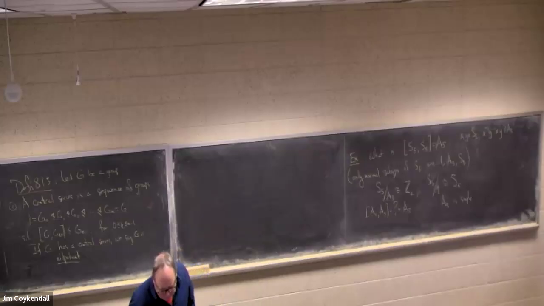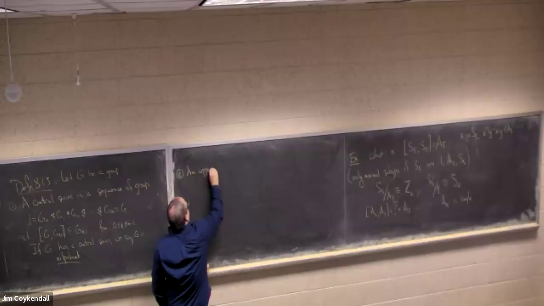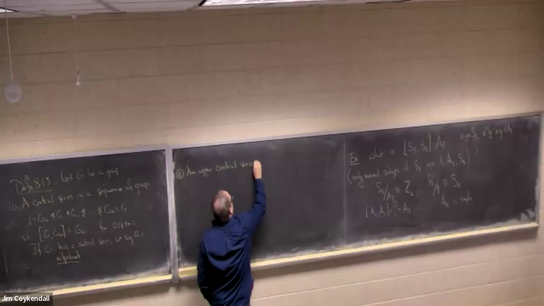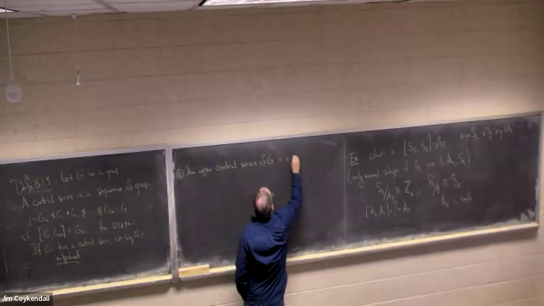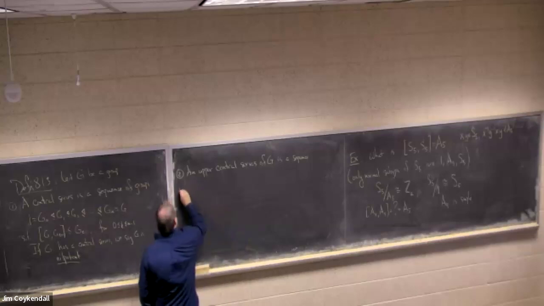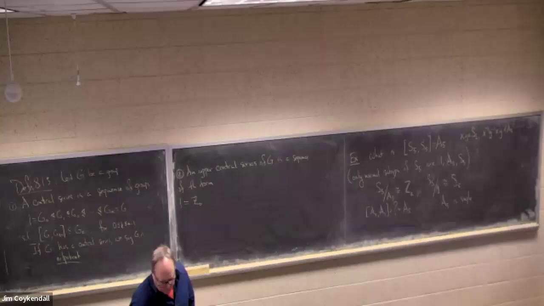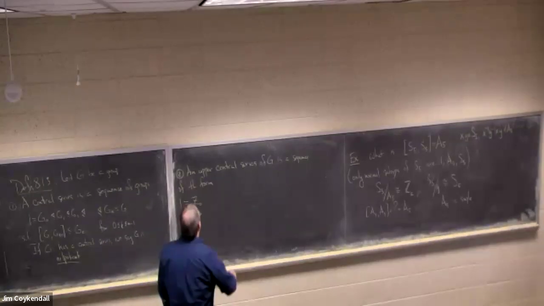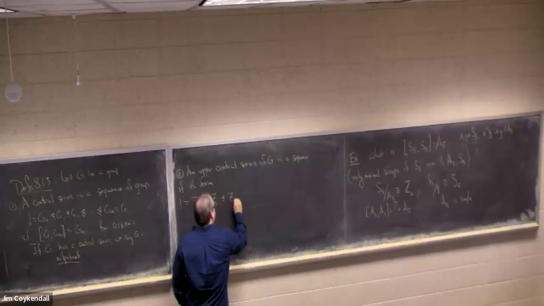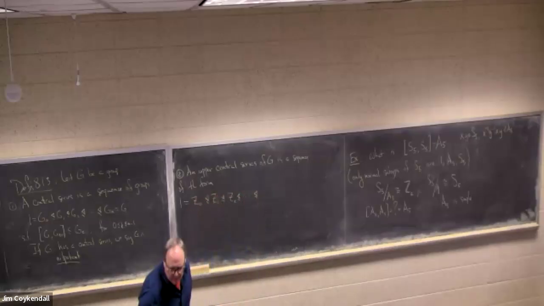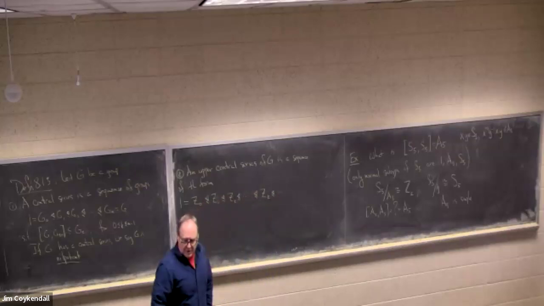Number two, an upper central series of G is a sequence of the form Z0 normal in Z1 normal in Z2 normal in, up to Z_k. And this could continue on.